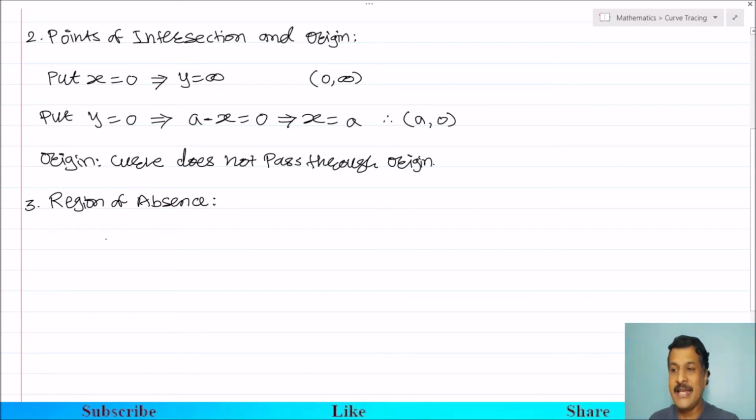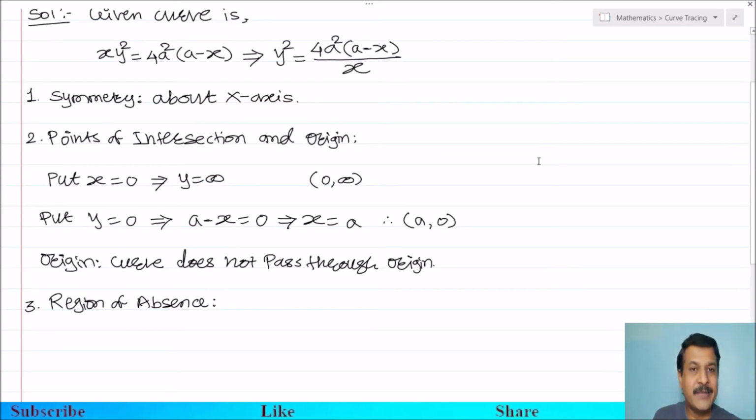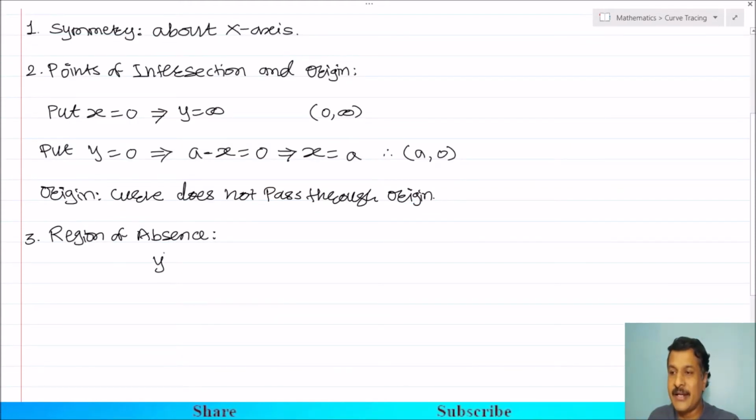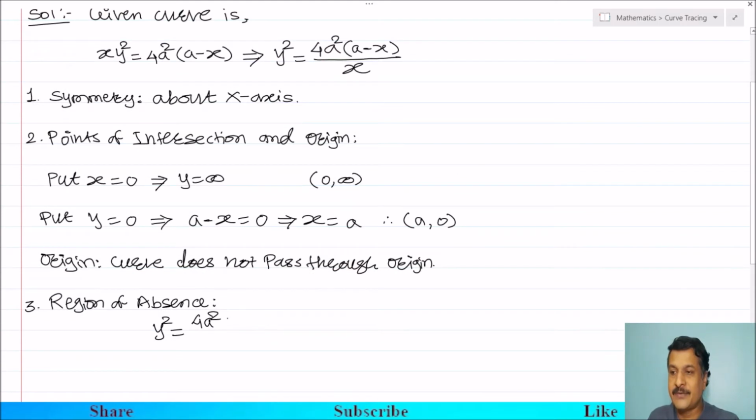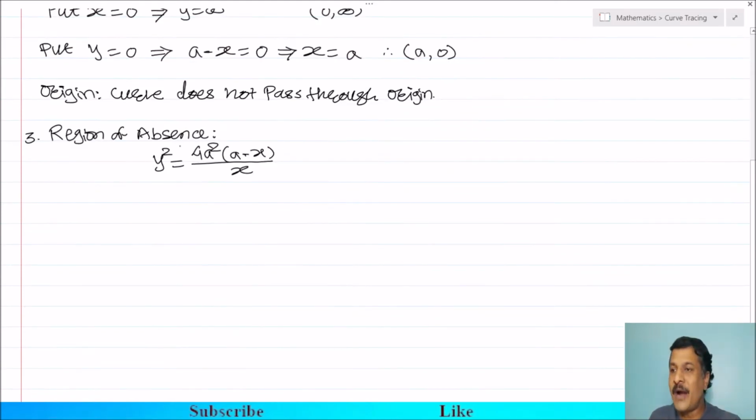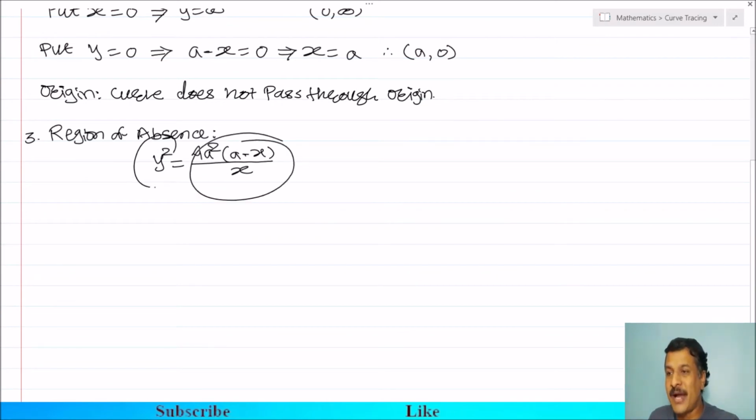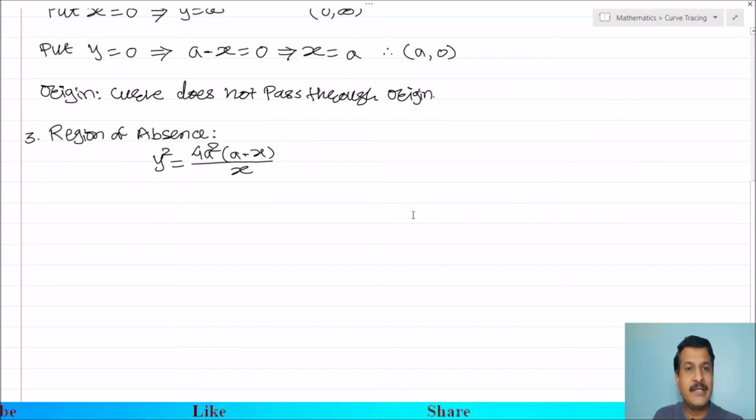Carefully see, if the curve is symmetric about the x-axis, then you write the equation in the form y equal to f of x. And if it is symmetric about the y-axis, then you write x equal to f of y. So here the equation I can write as y square equal to 4a square into (a minus x) upon x. Now you find values of x such that this y square becomes negative. So the left hand side is negative when the right hand side is negative.